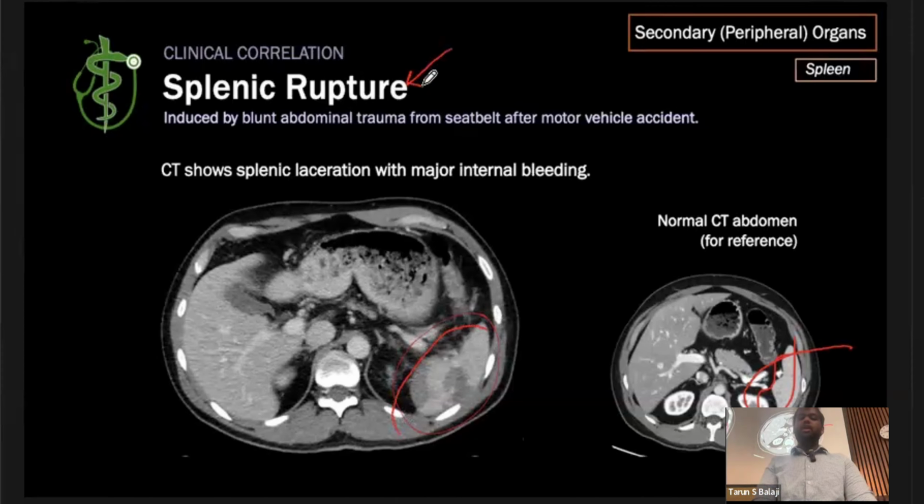Now, what do we think was the cause of this splenic rupture? Remember, this individual was a restraint driver, so we're thinking seat belts.